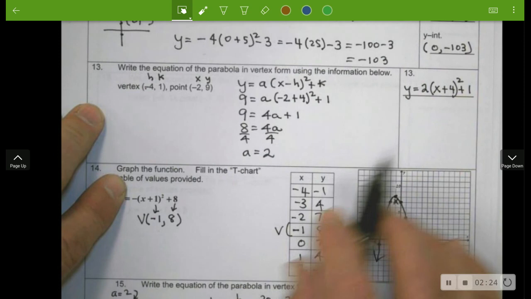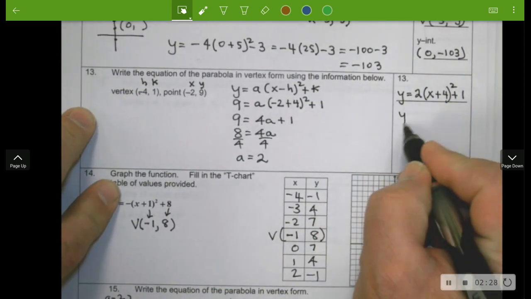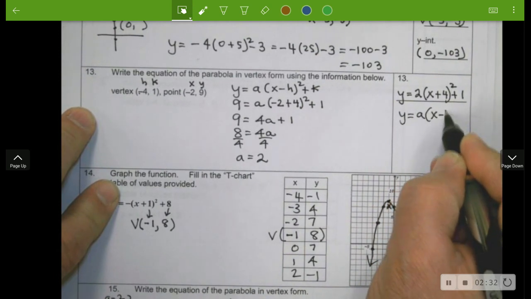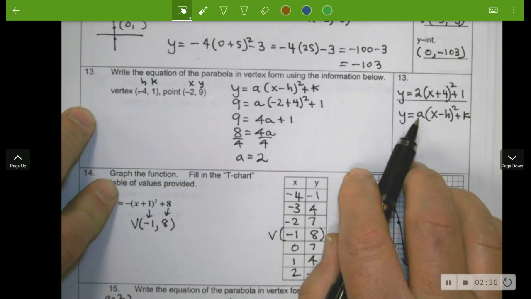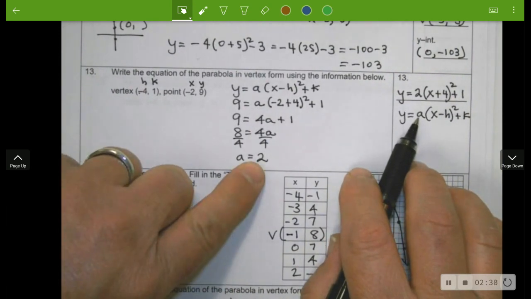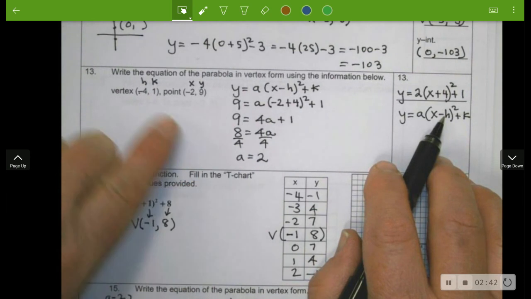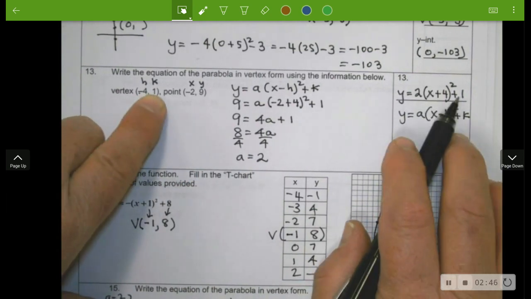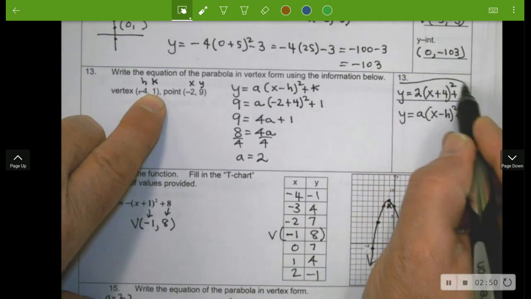And then I just come back here and plug the a value in. Let me write down below it here what I'm plugging into. I put 2 for the a since we calculated that. The opposite of h is 4, and the k is 1. So you just plug them all in and you've got your equation.